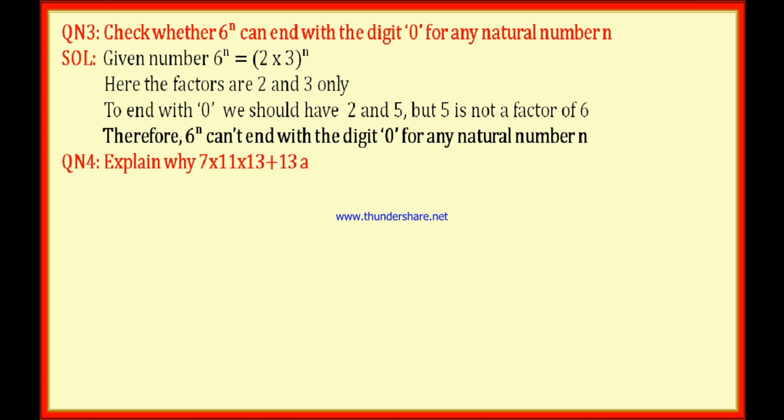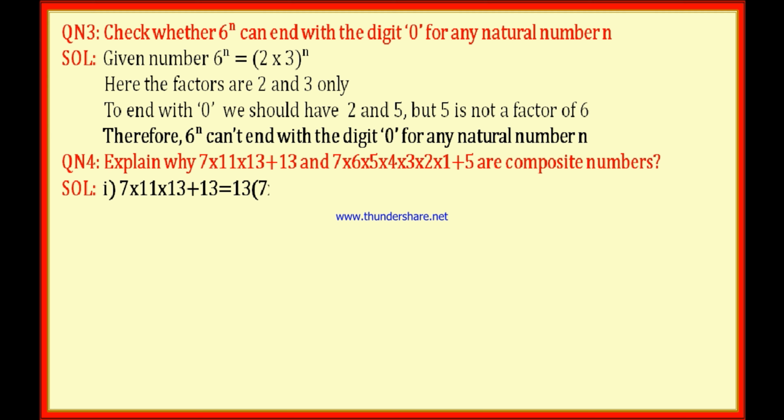Question number 4. Explain why 7 into 11 into 13 plus 13 and 7 into 6 into 5 into 4 into 3 into 2 into 1 plus 5 are composite numbers. I shall repeat. Explain why 7 into 11 into 13 plus 13 and 7 into 6 into 5 into 4 into 3 into 2 into 1 plus 5 are composite numbers.